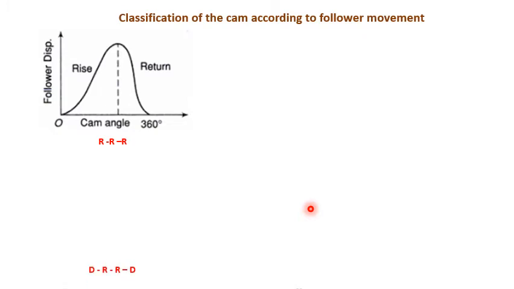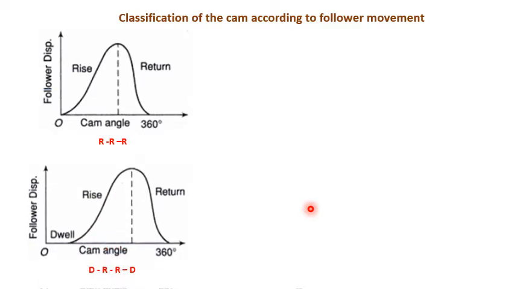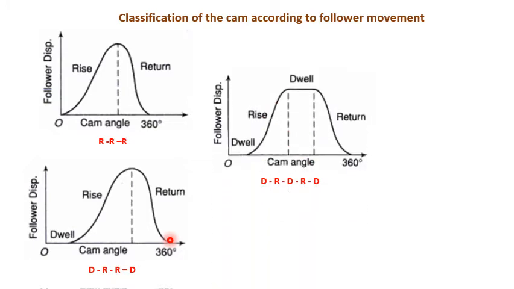Next one is DRRD cams, where first there is a dwell, then a rise, then a return, and again a dwell. So there are two dwell periods, followed by rise and return of the follower. Next one, DRDRD cams, which is dwell, rise, dwell, return, then dwell. Here there are dwell periods along with rise and return periods of the follower.